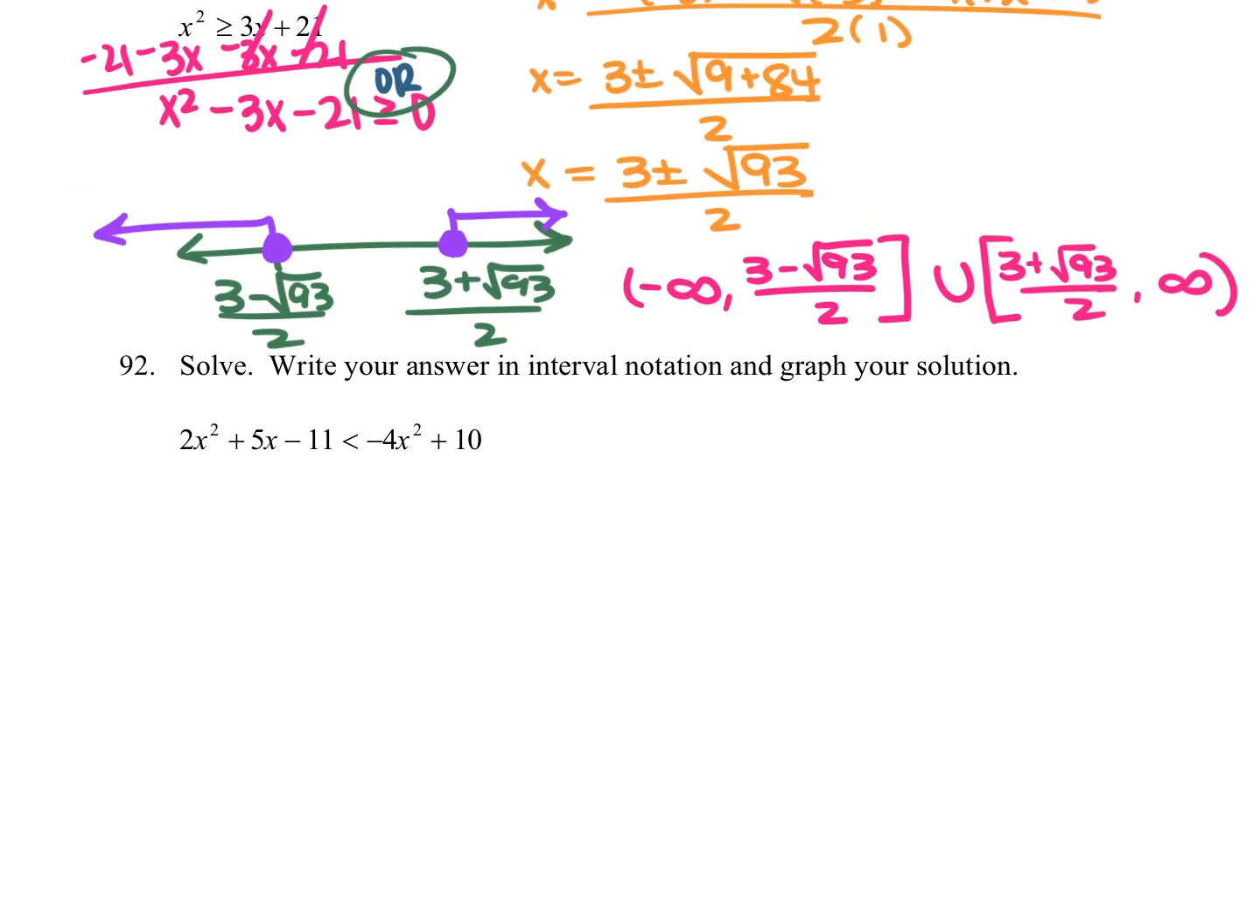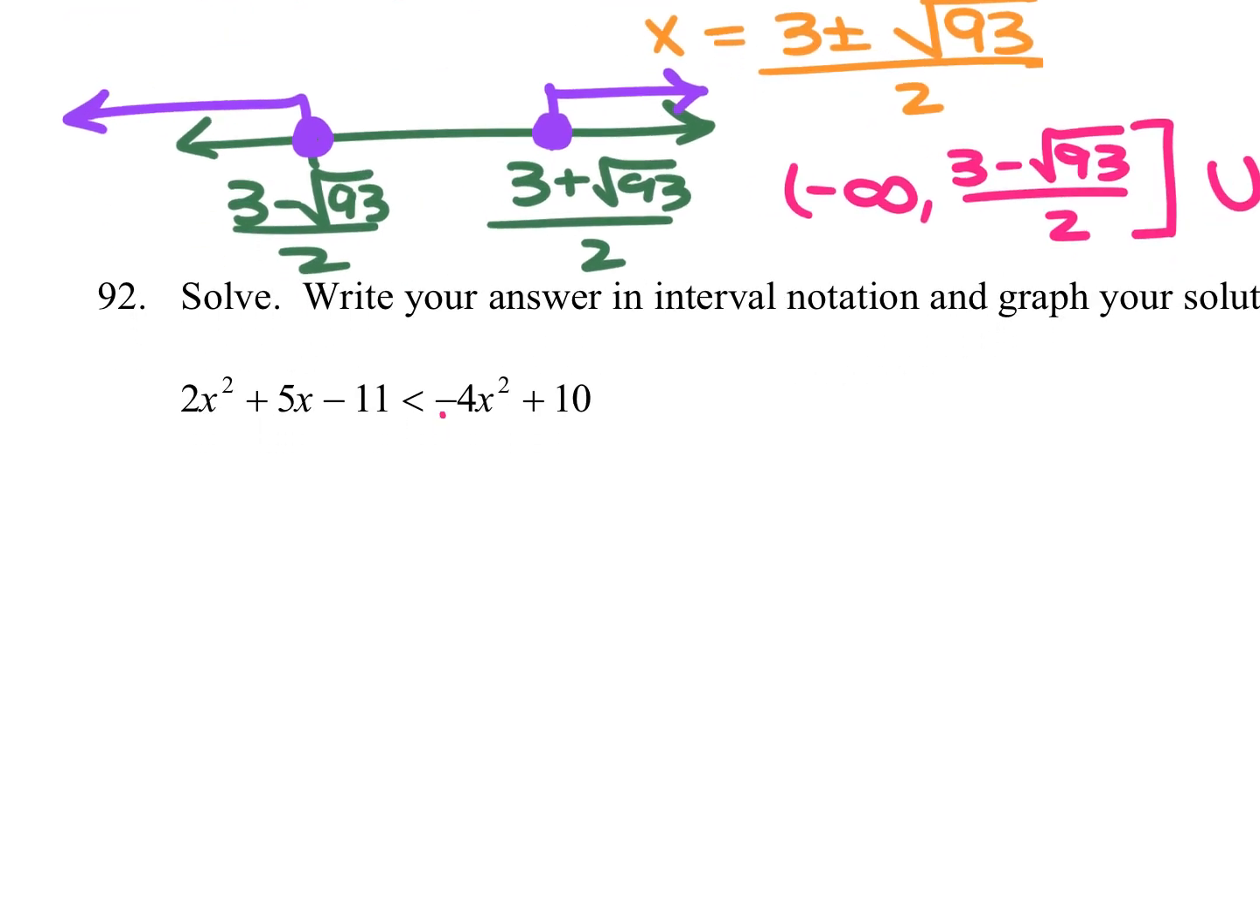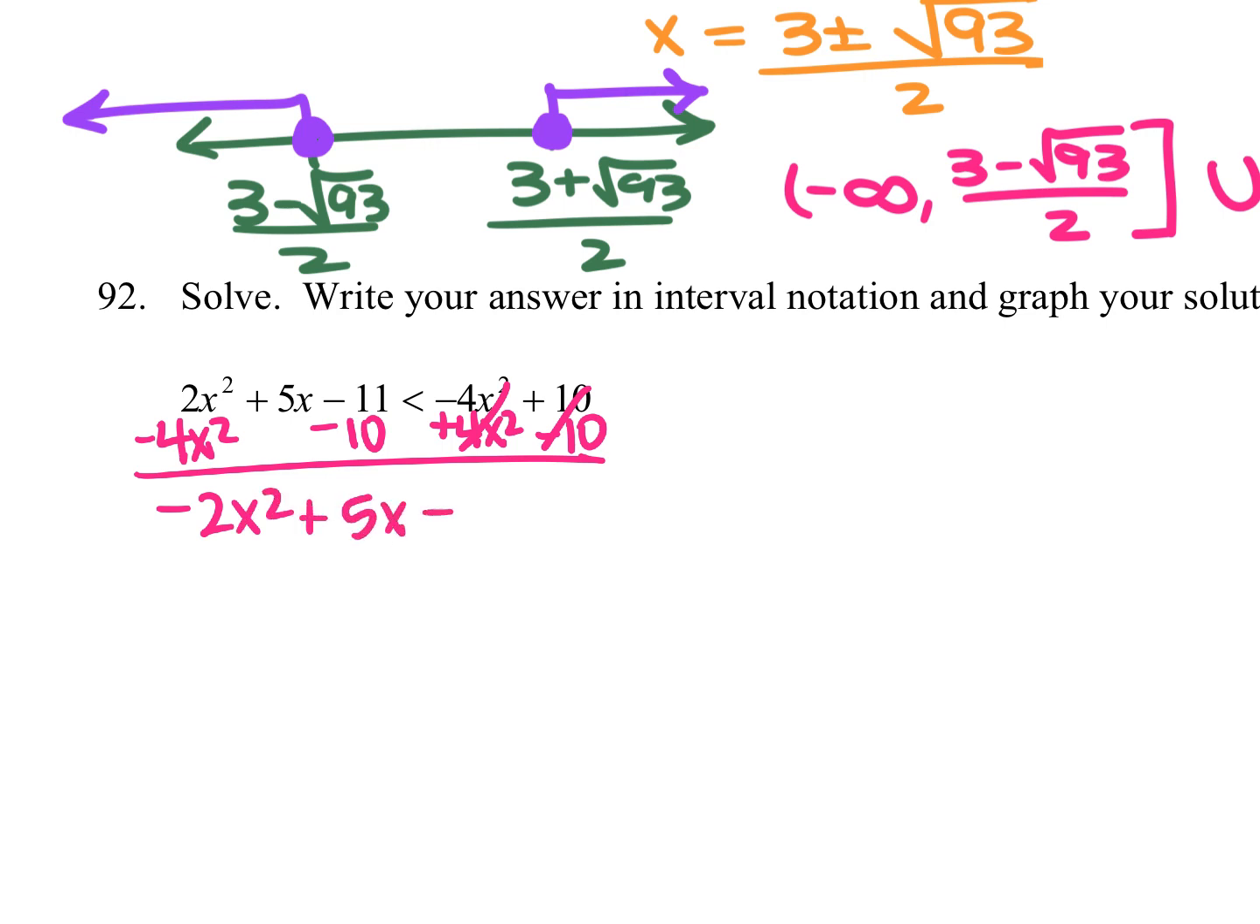On 92, you have 2x squared plus 5x minus 11 is less than -4x squared plus 10. Move your 4x squared over, add it to both sides. Move your 10 over, subtract it from both sides. So this is going to give you 6x squared plus 5x minus 21 is less than, not equal to, less than 0.